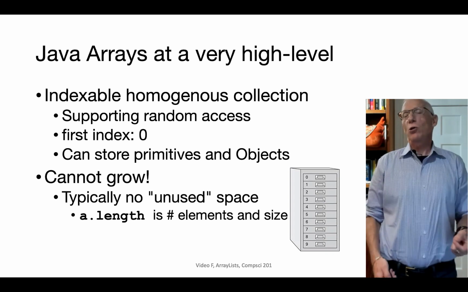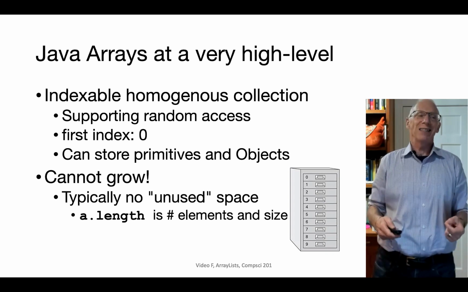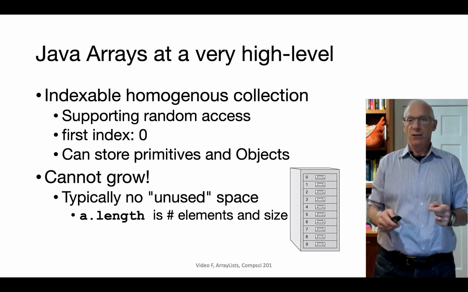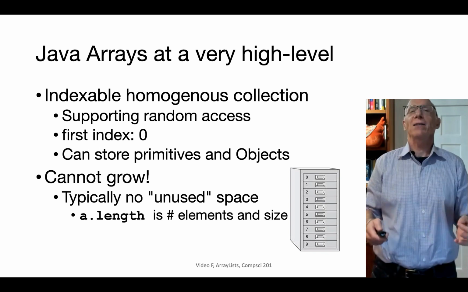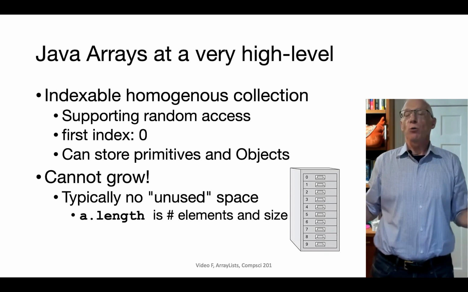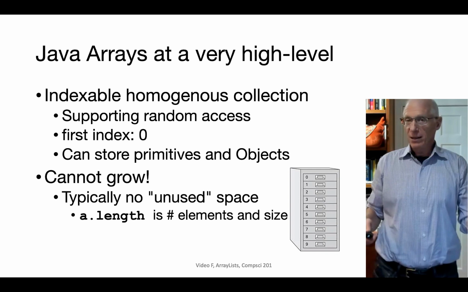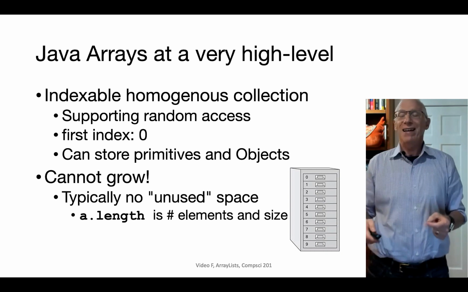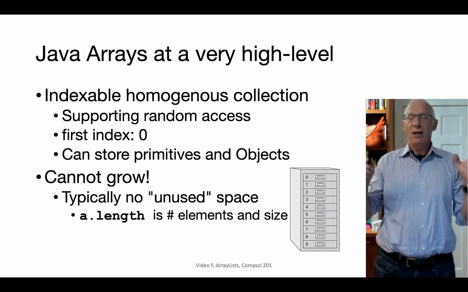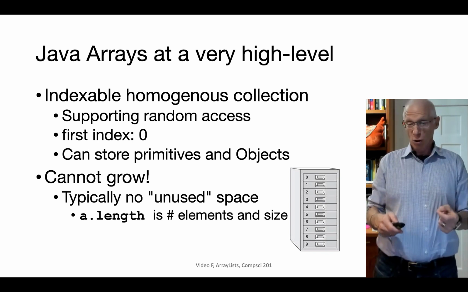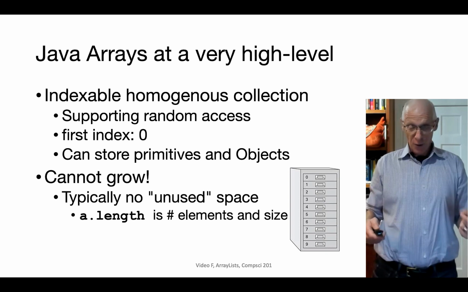In this video, we're going to look at array lists, so I will review arrays briefly. As a reminder, they are an indexable homogeneous collection. Indexable means you use an integer to access individual elements with the bracket notation. The first index is 0, an array is fixed in size, and random access means getting the first element at index 0 takes the same amount of time as accessing the millionth element. Arrays cannot grow, so typically they're exactly filled with their contents. And we use the .length field to determine the number of elements, the size of the array.